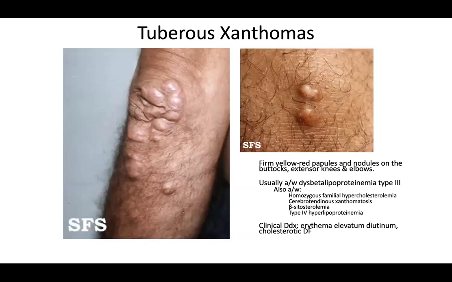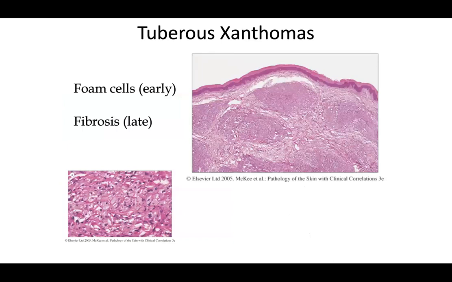Tuberous xanthomas are firm yellow-red papules and nodules on the buttocks, the extensor knees, and elbows, usually associated with dysbetalipoproteinemia type 3, and also associated with homozygous familial hypercholesterolemia, cerebrotendinous xanthomatosis, beta-sitosterolemia, and type 4 hyperlipoproteinemia. The clinical differential includes erythema elevatum diutinum and cholesterotic dermatofibroma. Tuberous xanthomas in the early stage consist a lot more of the foam cells, but in the later stages become more fibrotic, as shown in these images from the McKee textbook.